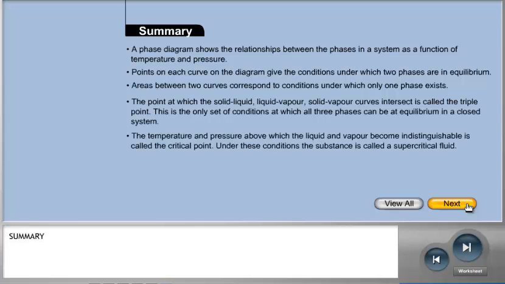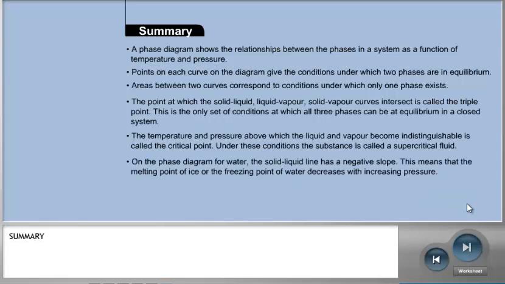The temperature and pressure above which the liquid and vapor become indistinguishable is called the critical point. Under these conditions, the substance is called a supercritical fluid. On the phase diagram for water, the solid-liquid line has a negative slope. This means that the melting point of ice or the freezing point of water decreases with increasing pressure.